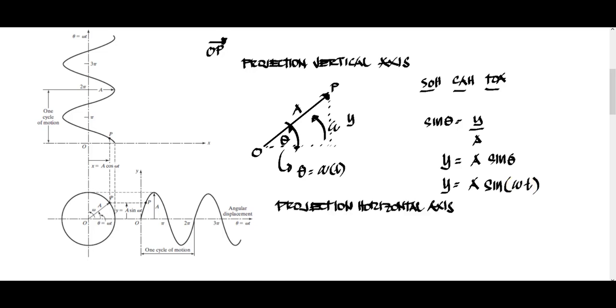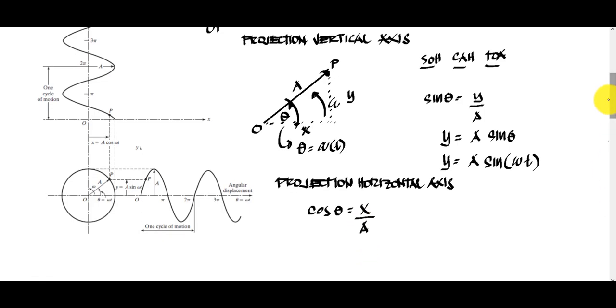Now for the projection on the horizontal axis, so that will have here your x at this side. So that will be the adjacent, and we have your hypotenuse. So we can use cosine of theta. That will be the adjacent, which is your x, and we have your hypotenuse, which is your A. So rewriting our equation, x is equal to A cosine of theta, where x is equal to A cosine of the angular velocity times time. So that is the value of the theta.